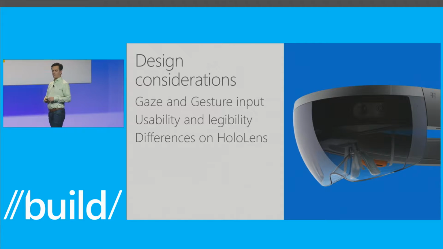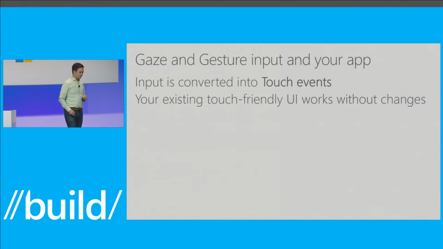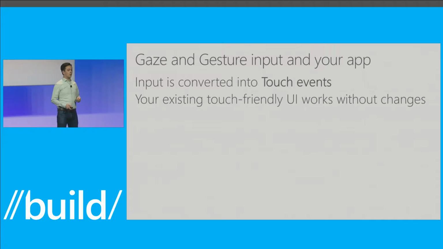Well, the developers in the crowd are probably wondering, what do I need to do to support this gaze and gesture input? This sounds pretty complicated. We actually worked really hard to make this incredibly easy for you. Gaze and gesture input actually get mapped into two-dimensional apps as touch events. If your app is touch-friendly, you probably don't need to do anything for gaze and gesture input to work. So all of your existing touch-friendly UI will work just fine.